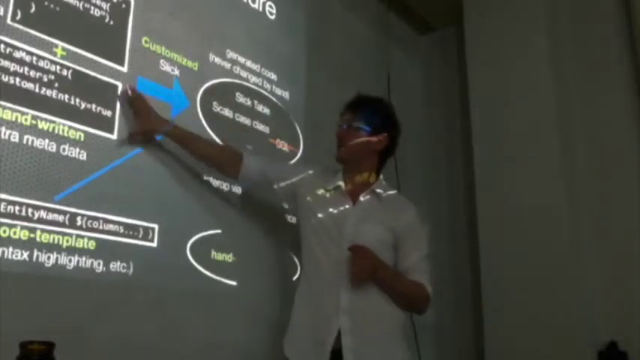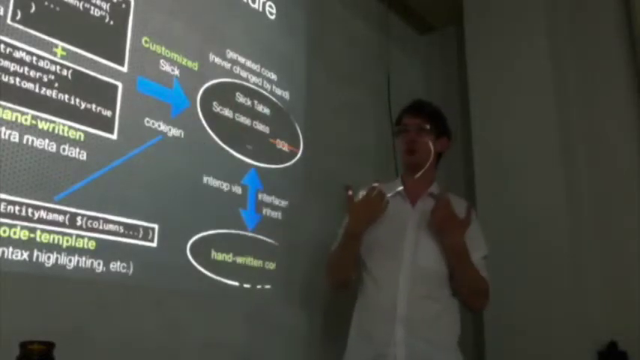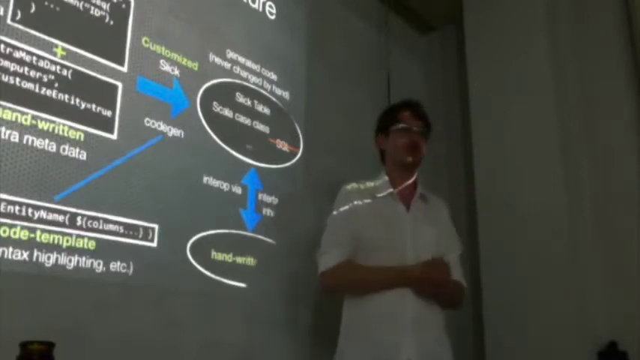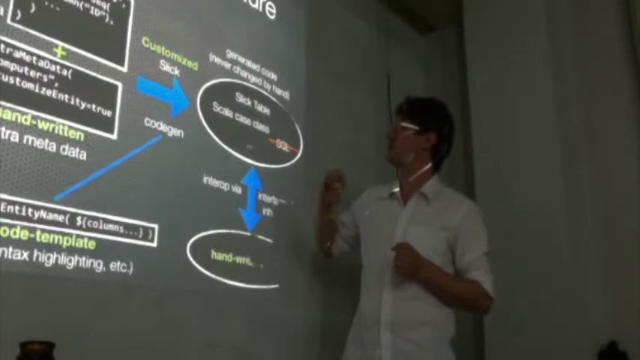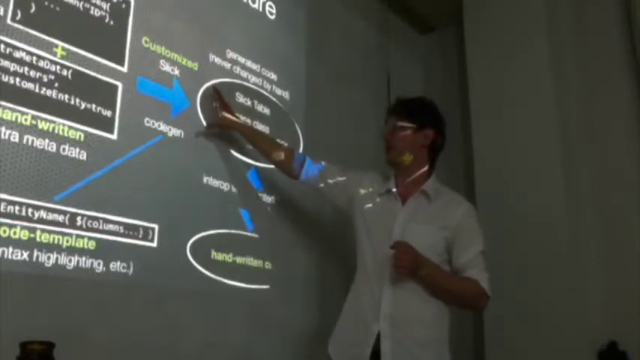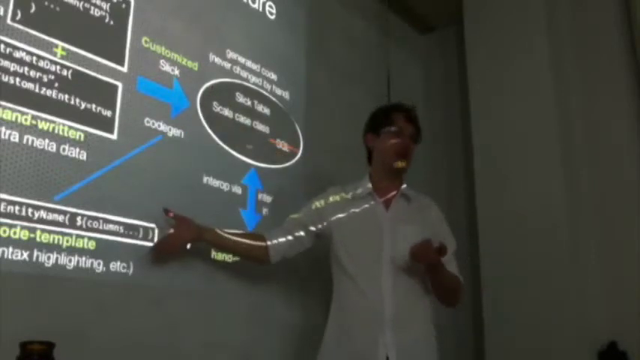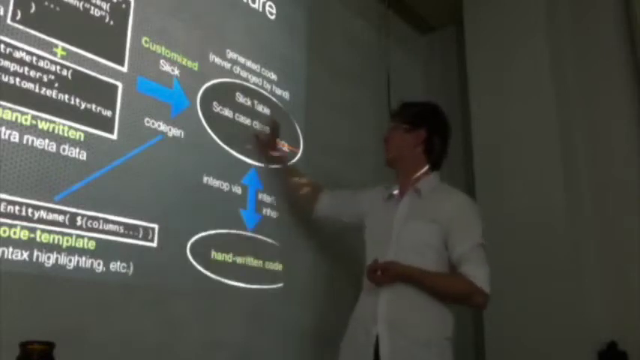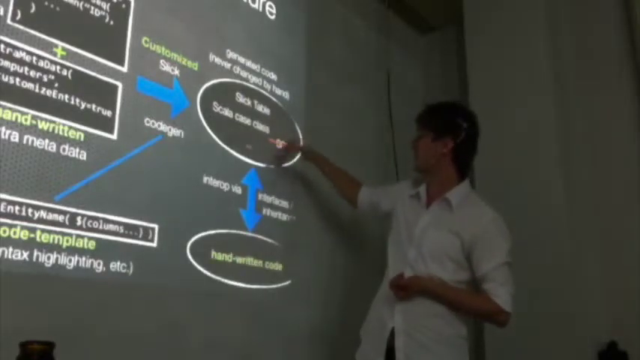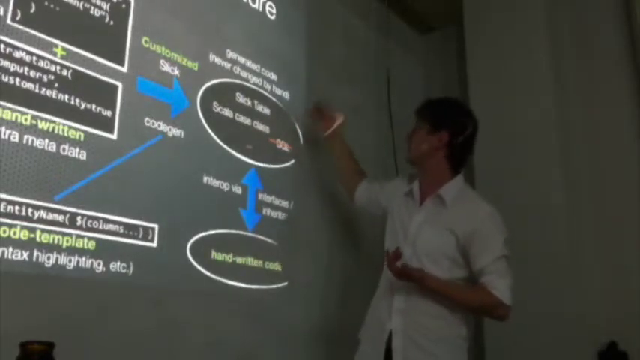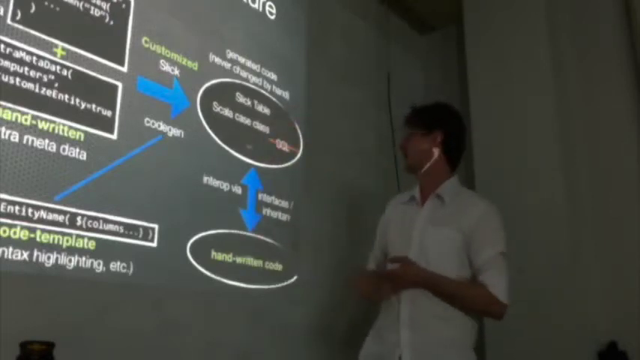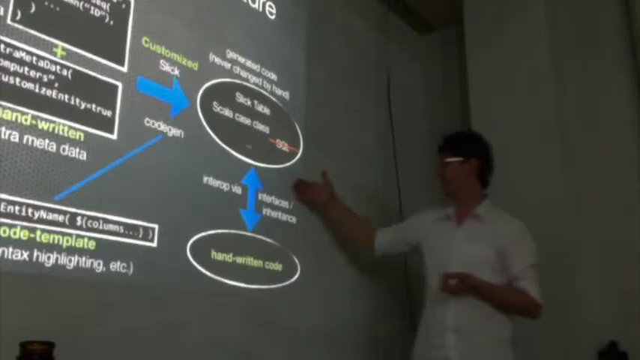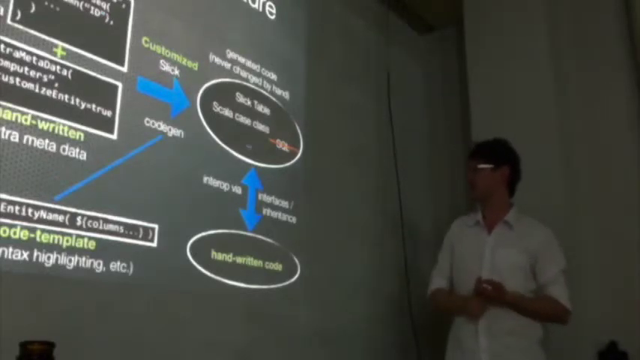We use both of these metadata structures to feed our customized code generator. And that code generator uses the template I mentioned before. This spits out all the Scala code we need, which we never change by hand. It's maintained automatically by the generator. And then we have interop with handwritten code.